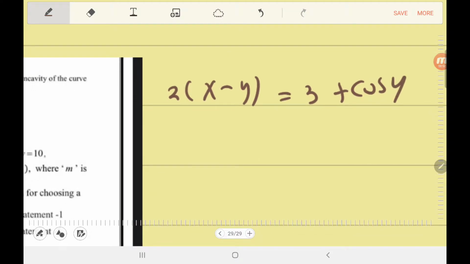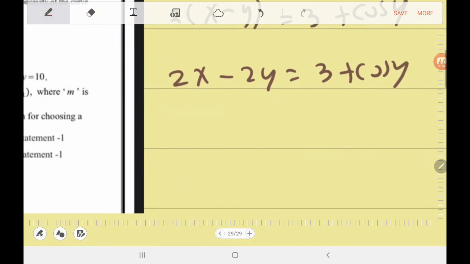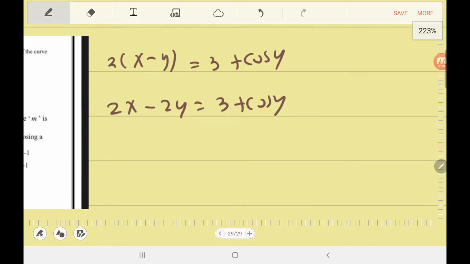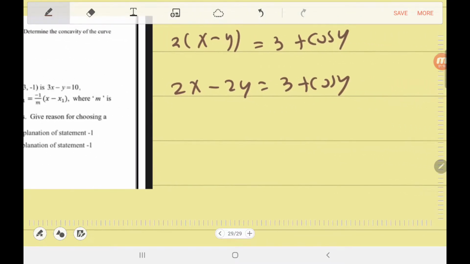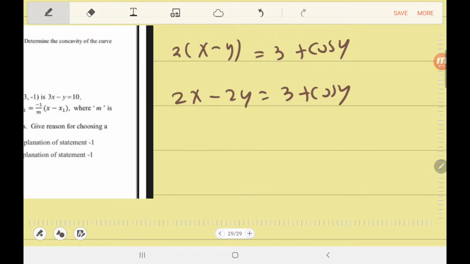First derivative. First, let me simplify it. So 2x minus y equal 3 plus cosine y. So let me do the first derivative. The first derivative is 2 minus y prime equal 0 minus sine y times y prime. This is the chain rule.